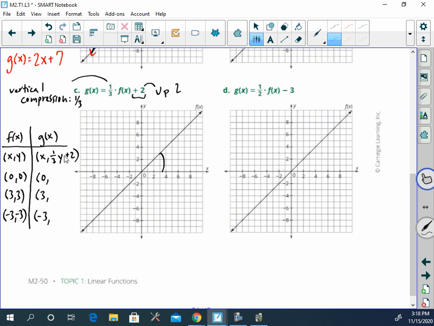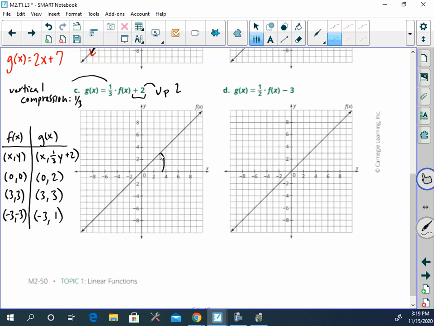So if I take 0 times 1/3, it's still 0 plus 2. 3 times 1/3 is just 1 plus 2. And -3 times 1/3, again, if you need to use your calculator, you can, but -3 times 1/3 would be -1 plus 2 would just give you 1.